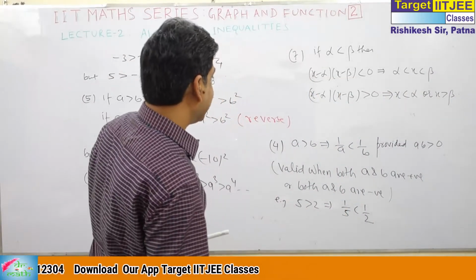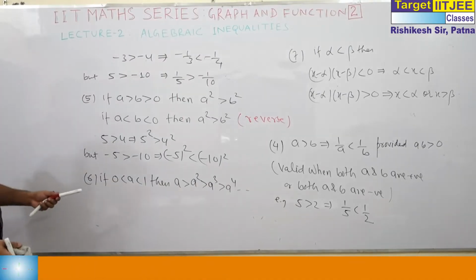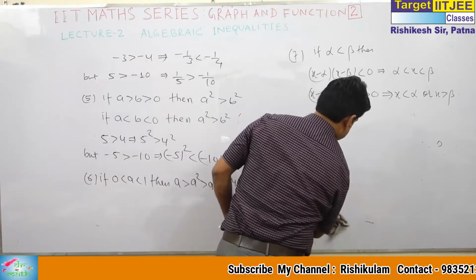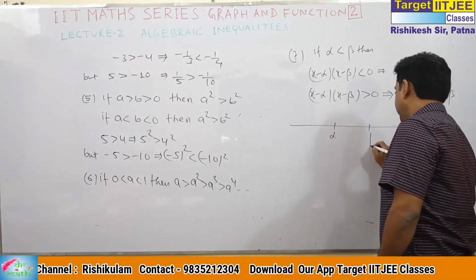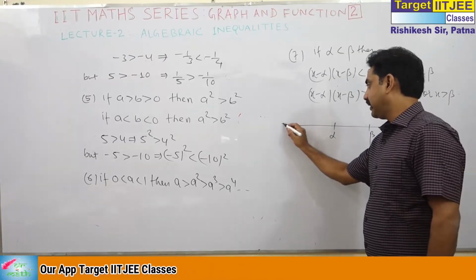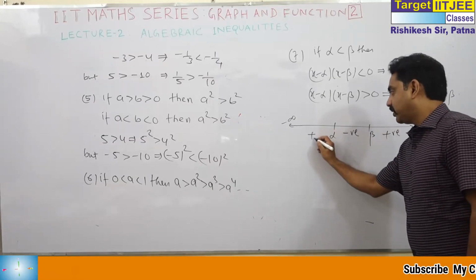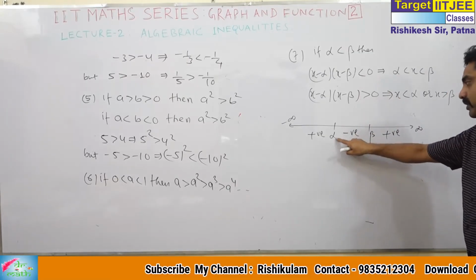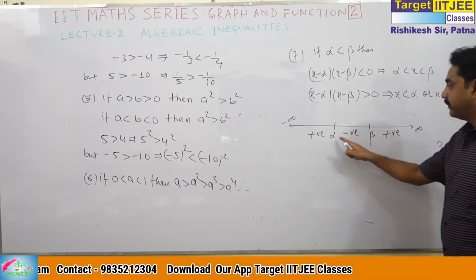Actually this is done through the sign scheme. If you want to write, you can write. If you see, this is alpha, this is beta. If you put any number greater than beta, this is positive, this is negative, and this is positive. That you know. Less than 0 means this part, from alpha to beta. Greater than 0 means this part, greater than beta or less than alpha.